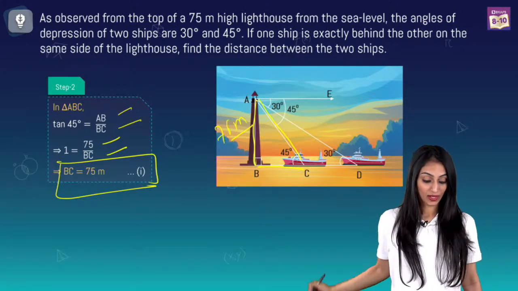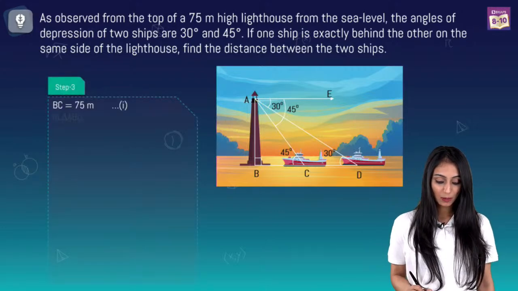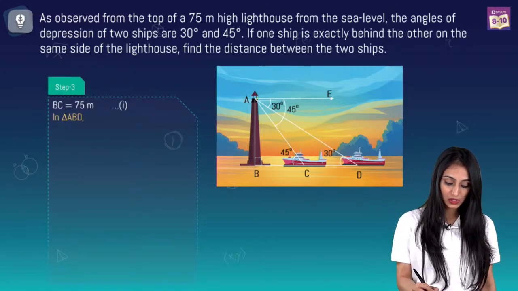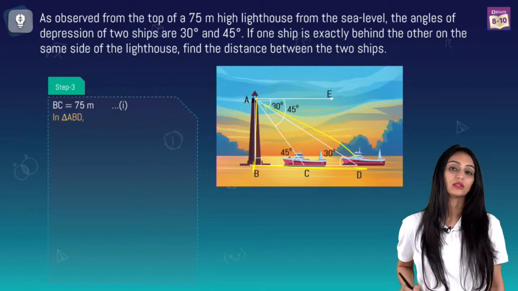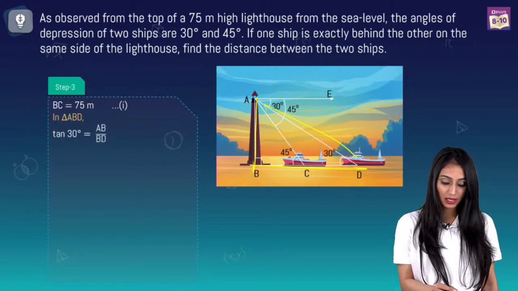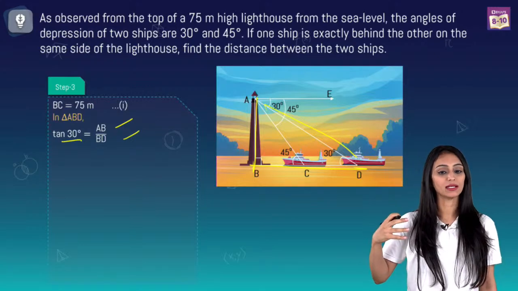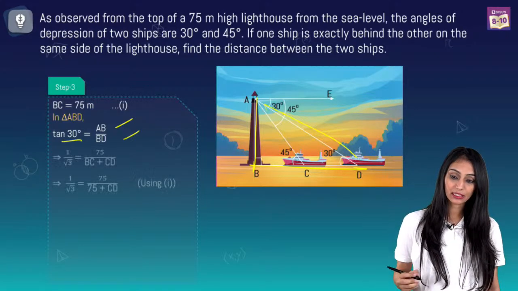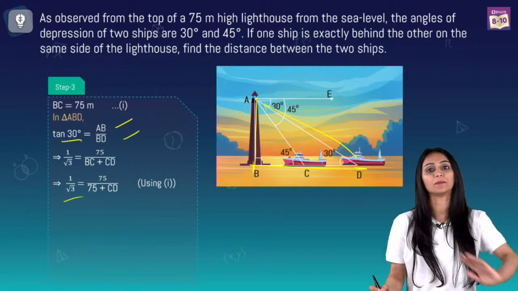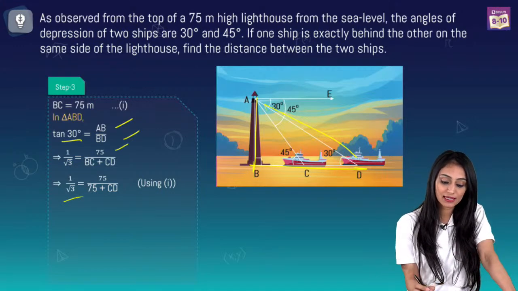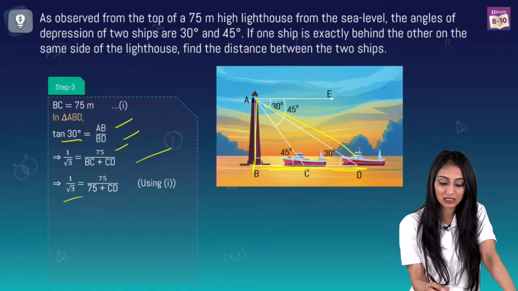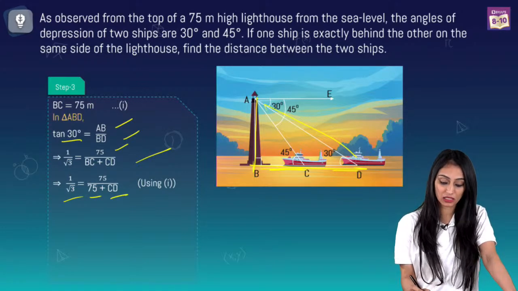Thank you, Sandhya. Okay, now coming to the step number 3, we will talk about this bigger triangle now, ABD. So in this triangle, we can say tan 30 is equals to AB upon BD, again perpendicular upon base, right? So simply I'll say tan 30 is what? Tan 30 is 1 by root 3, right? AB is what? That's 75. BD is BC plus CD. So that means 75 plus CD.